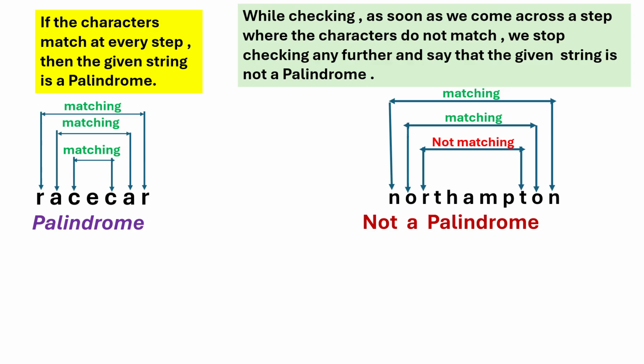While checking, as soon as we come across a step where the characters do not match, we stop checking any further and say that the given string is not a palindrome. For example, let us take the word Northampton. There is matching in the first step, matching in the second step, but no matching in the third step. So we stop checking any further and say that the word Northampton is not a palindrome.